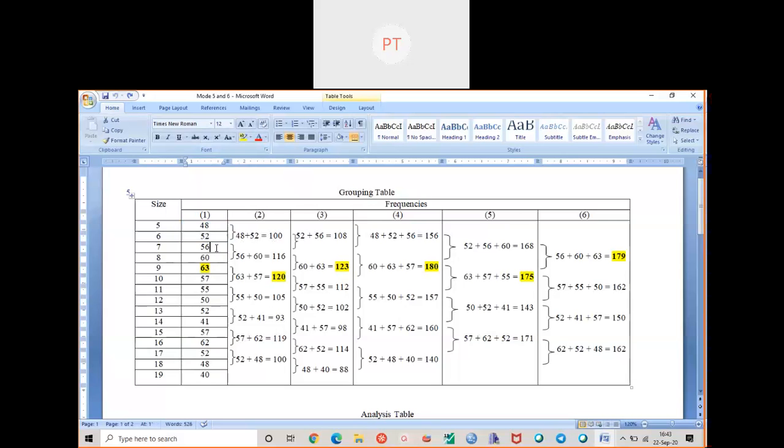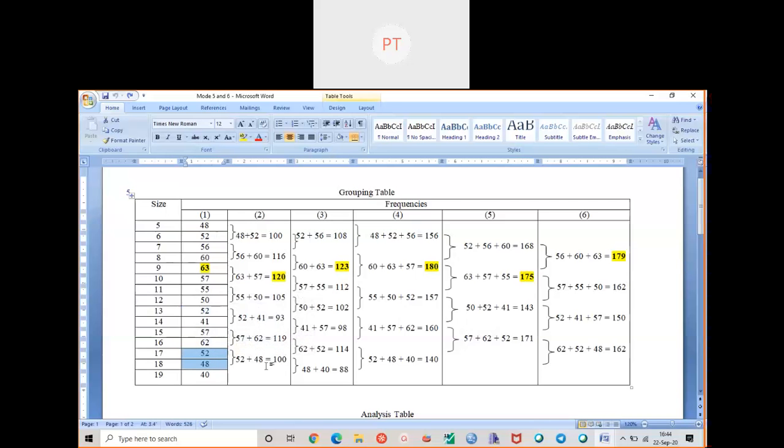After this, we will make the pair of 56 and 60. It will give you 116. 63 plus 57, that is the next pair, it will give you 120. The next pair, 55 and 50, it will give you 105. The next pair, 52 plus 41, it will give you 93. The next pair is 57 plus 62, it will give you 119. The next pair is 52 plus 48, it will give you 100.